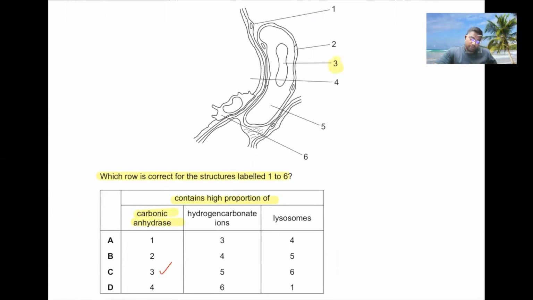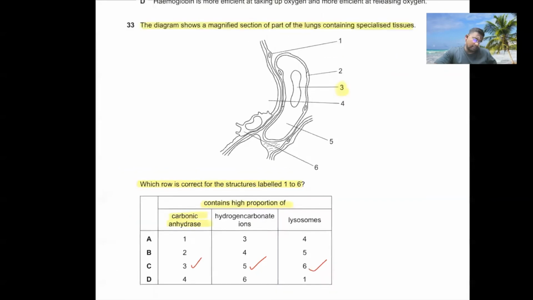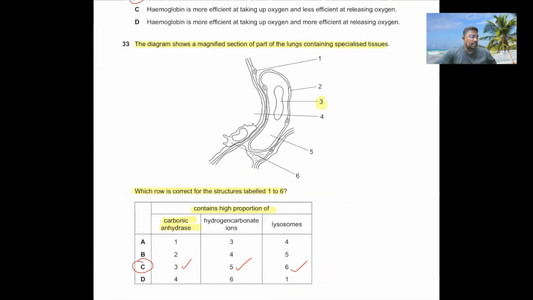Hydrogen carbonate ion. Plasma will have hydrogen carbonate ion, so 5. 5 represents plasma. Lysosomes, all right. 6 represents a white blood cell. So lysosome will be contained within the white blood cell. So question number 33, C is the correct answer.